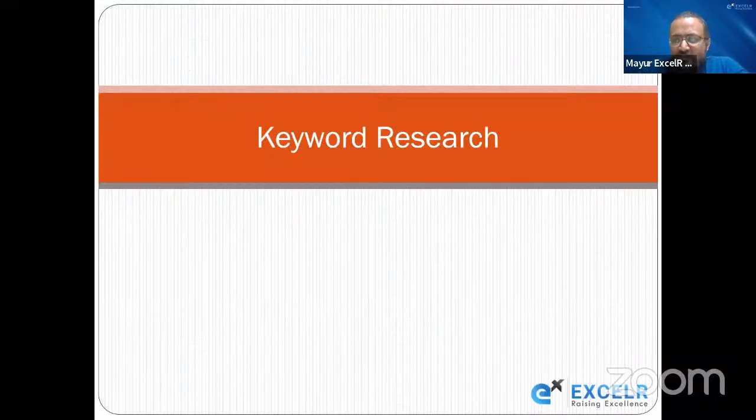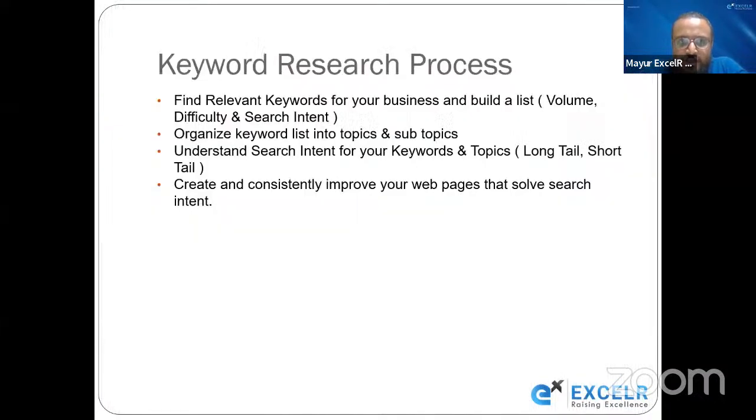Now let's understand the simple process of keyword research. First, what we need to do is find the relevant keywords for your business and build a list of keywords, not just one or two, because you need to create more and more content to attract more and more people. It's as simple as that. To find the relevant keywords for your business, there are two main things to keep in mind. One is the volume, the other one is the difficulty.